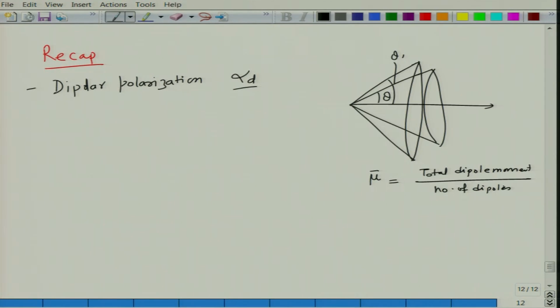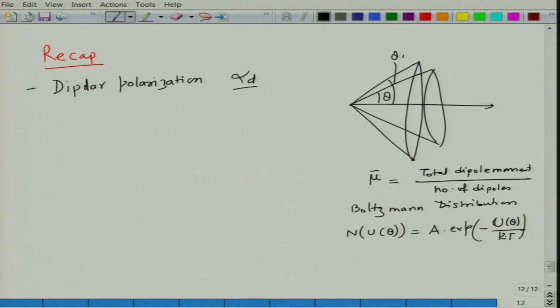So, we took a slightly angular analysis considering the solid angle, and then we also took help of the Boltzmann distribution function, which allows us to get the minimum free energy, because Boltzmann distribution says that the number of dipole moments of energy u theta will be equal to A times exponential of minus u theta divided by kT. So, this avoids the calculation of entropy, which may be a little trickier. From this we calculated the average dipole moment.